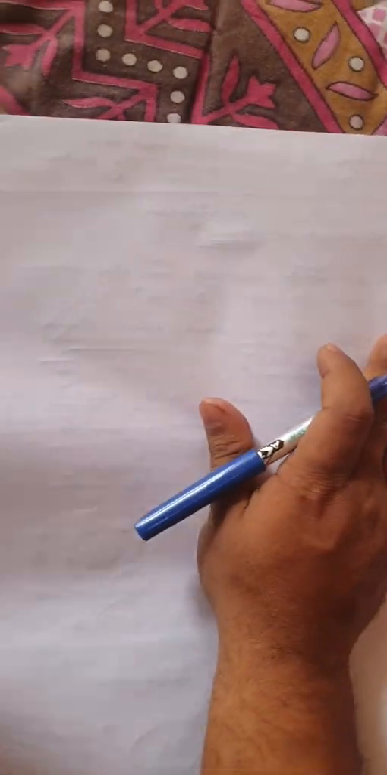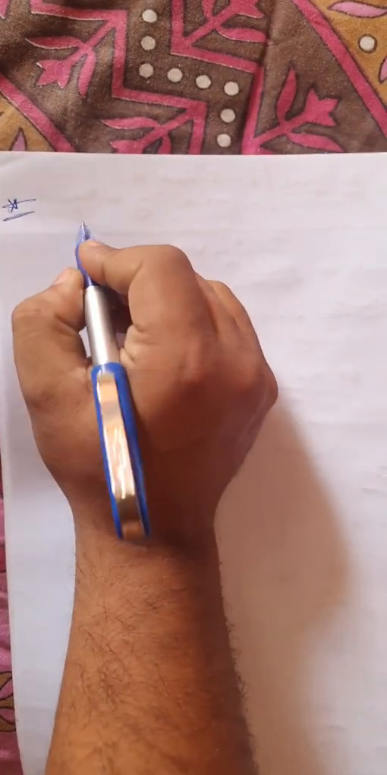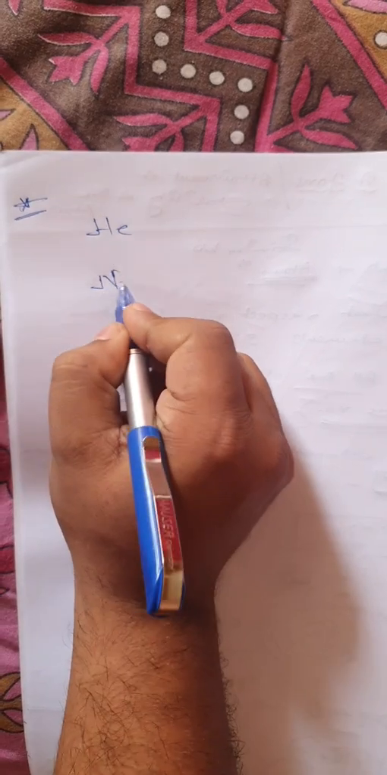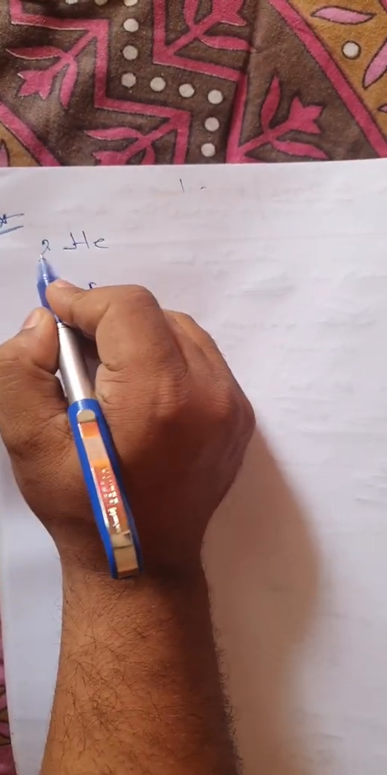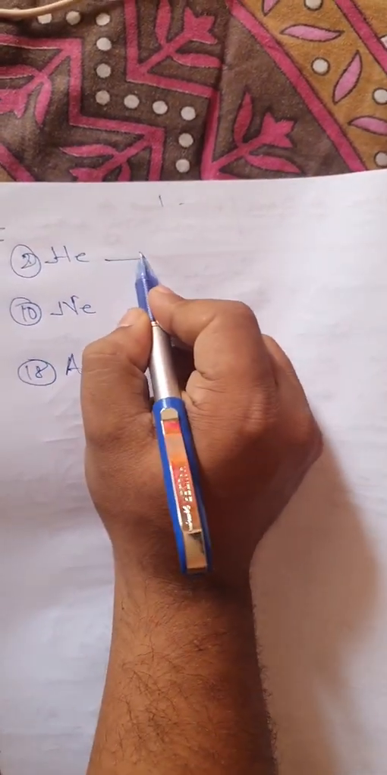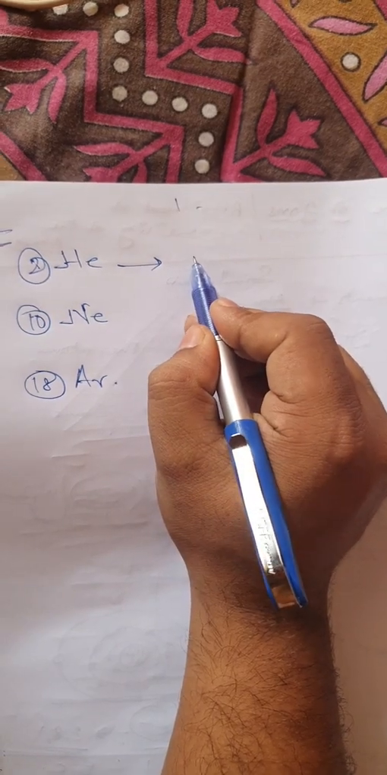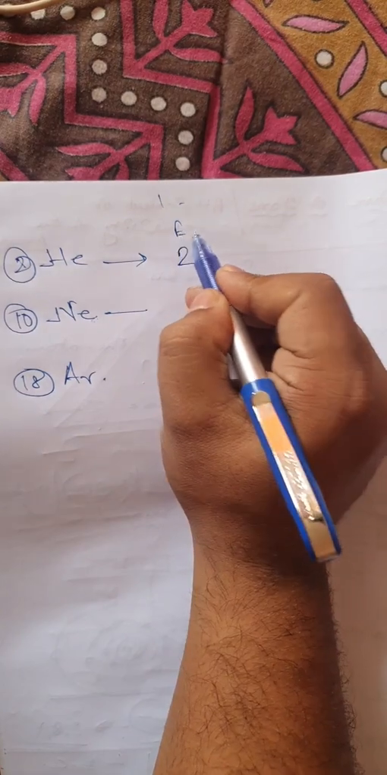Let us shift. Now shifting towards this, we have helium, suppose, we have neon, suppose, and we have argon among the first 1 to 20. Its atomic number is 2, its atomic number is 10, and its atomic number is 18. Because the atomic number is 2, that means 2 protons, that means 2 electrons, so the electronic configuration is 2.